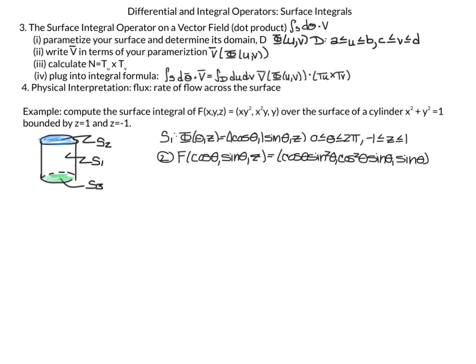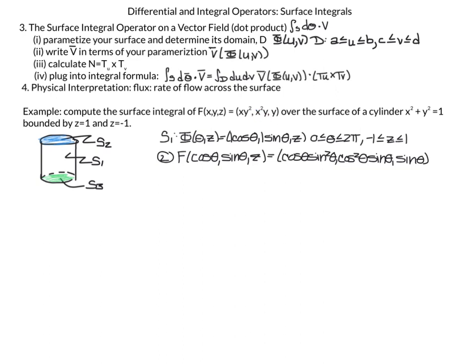So here's our vector f of x, y, z. I'm going to plug in then our parameterization. So for x, I'm going to plug in cosine theta. For y, I'm going to plug in sine theta. And for z, I'm going to plug in z. So f of this x, y, z, the first coordinate, is x y squared. So that's cosine theta, that's my x, times y squared, which is sine squared theta. So that's my first term.